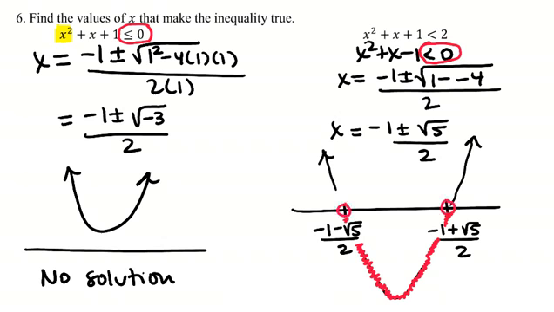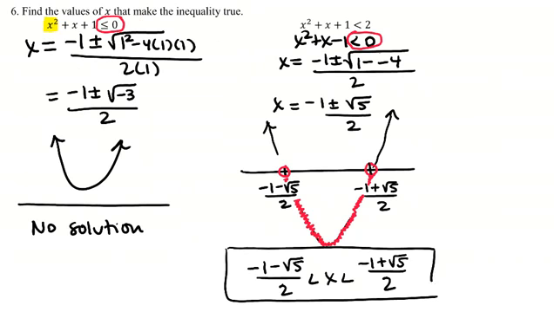And then I'm going to conclude that this is true for x values between negative 1 minus the square root of 5 divided by 2 and negative 1 plus the square root of 5 divided by 2. Because if we go back to the x values that actually made this happen, it would be the x values along here that are between these two zeros.